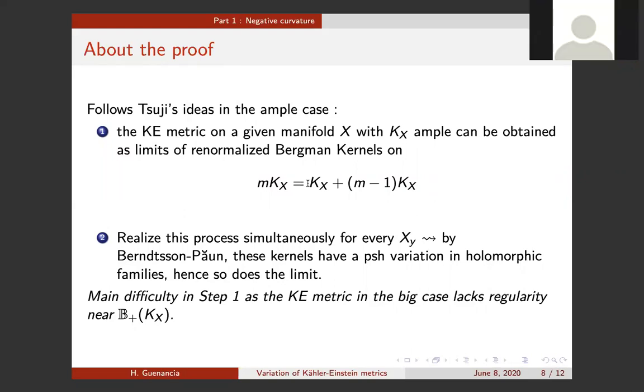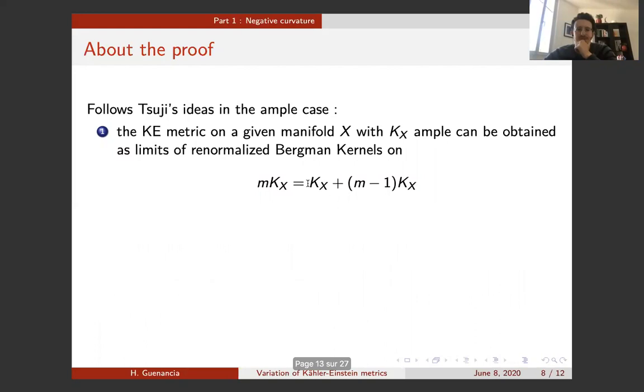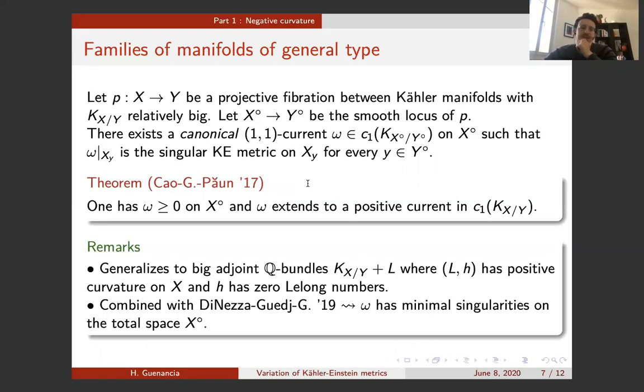Okay, so as I was saying, this ends the part about negative curvature, and again, as a summary, the theorem is as follows. If you have a family of manifolds of general type, you can endow each fiber with the singular Kähler-Einstein metric that yields a global current, at least on the smooth locus of the fibration, and that current is semi-positive and extends across the singular fibers.